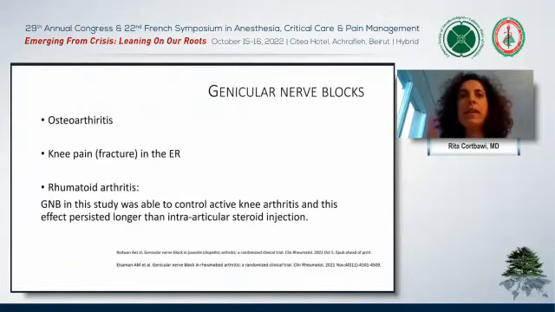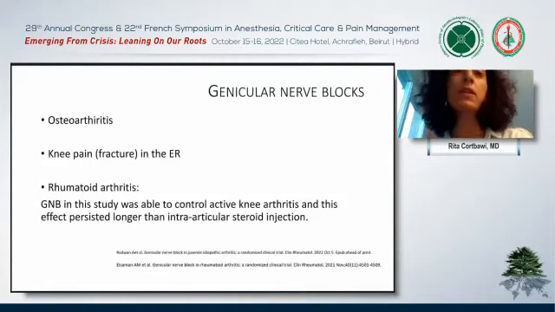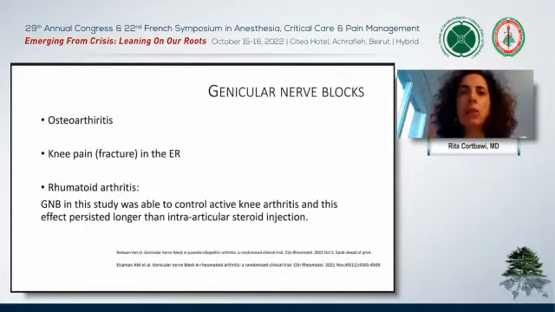Now, the second painful condition is knee pain, which is quite frequent. Osteoarthritis has a high incidence, around 10% in men and 13% in women. The treatment can be quite challenging. And recent data has shown quite an interesting use of genicular nerve blocks in osteoarthritis, but also in the ER for knee pain related to fracture, and in rheumatoid arthritis. And very recent randomized clinical trials in rheumatology showed that the genicular nerve block could do even better than intra-articular steroid injections, as the effect could persist longer.